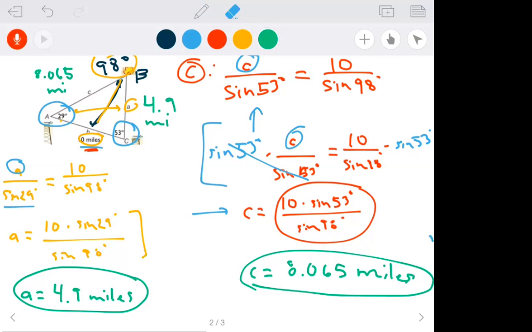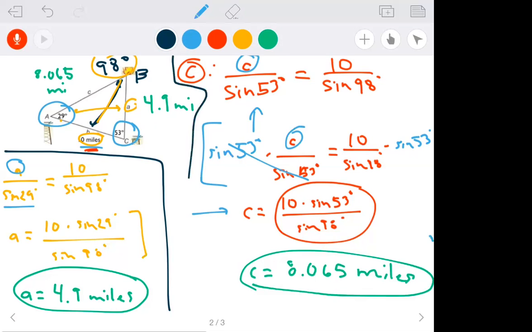It's a little strange looking, hard to see, but anyways, you get the point. 4.9 miles. Messy screen here, but we've got some work here and some work there. Pause it if you need to check it over, rewind it if you need to go back, but that is how we solve for missing sides.